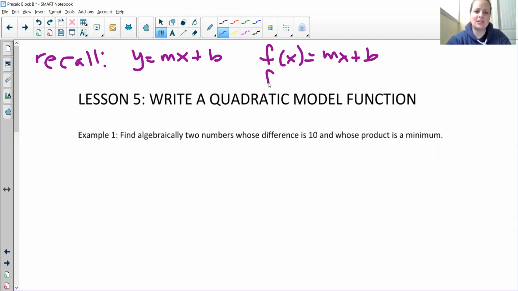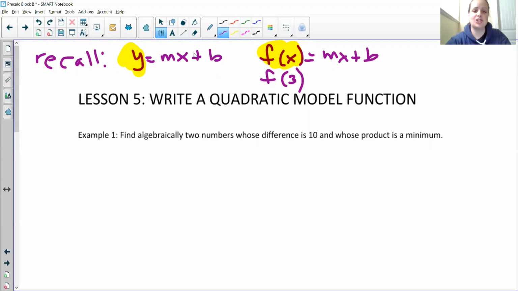So if you were asked to do the function of something like 3, you would put a 3 in for x and you would solve. But basically, it's just a different way of looking at the same thing. This function notation just took the place of y, and it's not actually a part of the equation. You're not multiplying an f with an x.